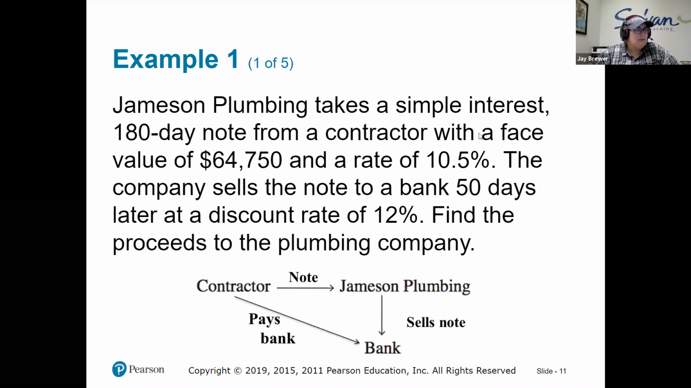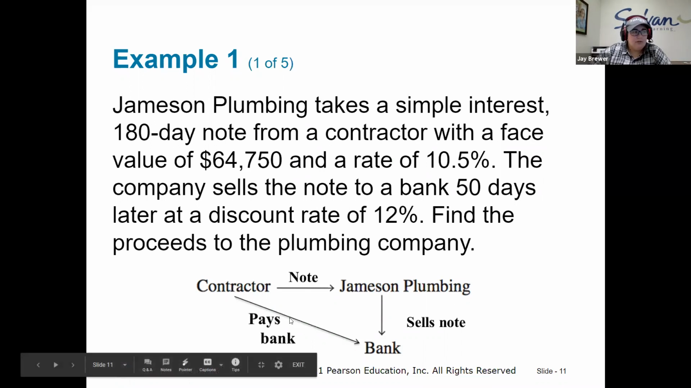Jameson Plumbing takes a simple interest 180-day note from a contractor with a face value of $64,750 and a rate of 10.5%. The company sells the note to a bank 50 days later at a discount rate of 12%. Find the proceeds to the plumbing company. All right.